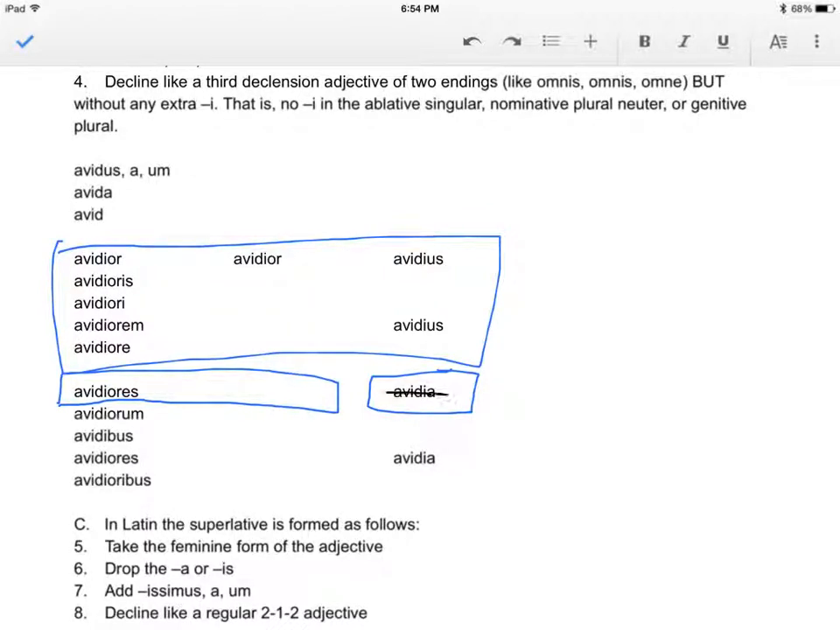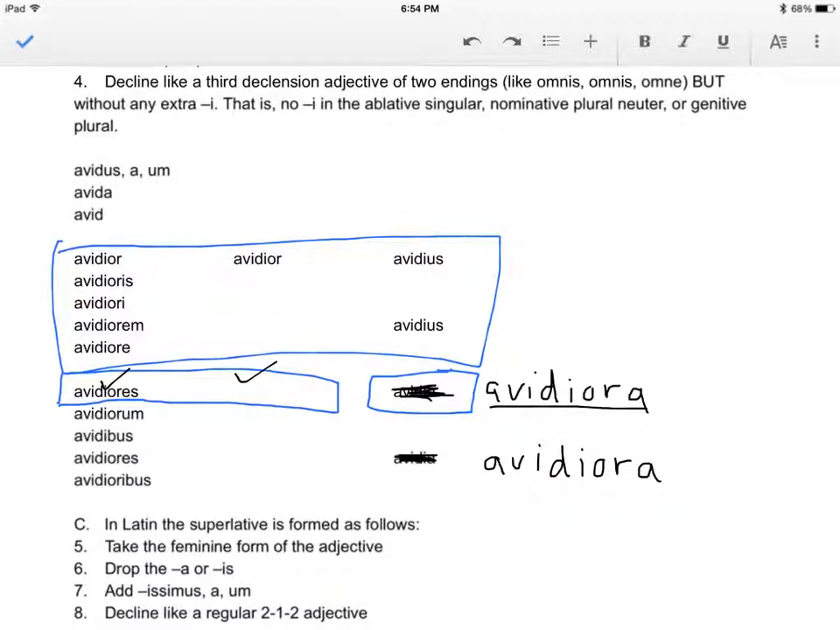Sorry, it should be just avidior. I did add the extra I there. It should be avidiores for the masculine and feminine, avidiora for the neuter. And of course the same thing for the accusative, since the nominative and the accusative for all neuters are the same. The point is that there is no extra I right here.